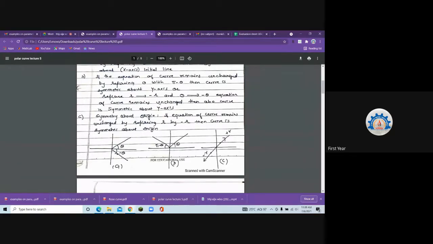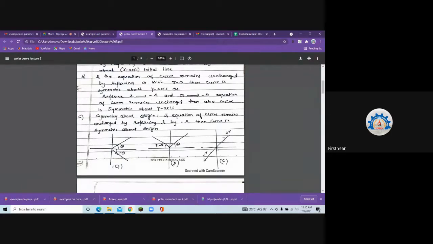Okay, is it making sense geometrically? Yes, ma'am. Okay, now you tell me, if I don't do anything for theta, and I am only changing r to minus r. Say r is equal to a cos 2 theta, and I am replacing r by minus r, so the equation will change. But if it is r squared equal to a cos 2 theta, and I replace r by minus r, will the equation change? No, ma'am. That means the curve will be symmetric about pole.